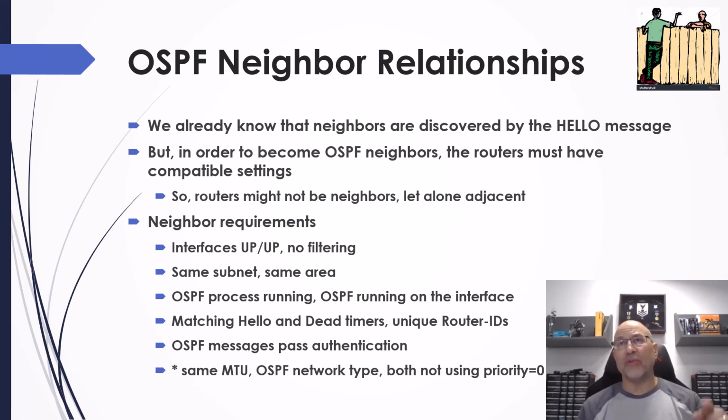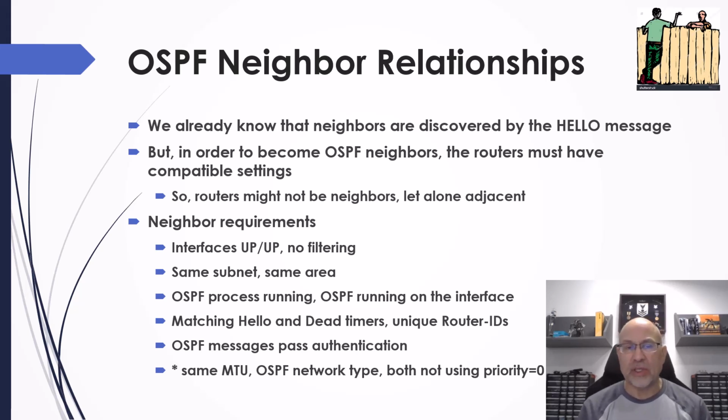So the stages that we go through are that they can find each other. And at that point, they can find out whether or not it's okay to be neighbors. And if they're neighbors, they might become adjacent. But there's nothing at all that says they're going to be adjacent, and nothing at all that says they're going to be neighbors. So there are some requirements to be neighbors.